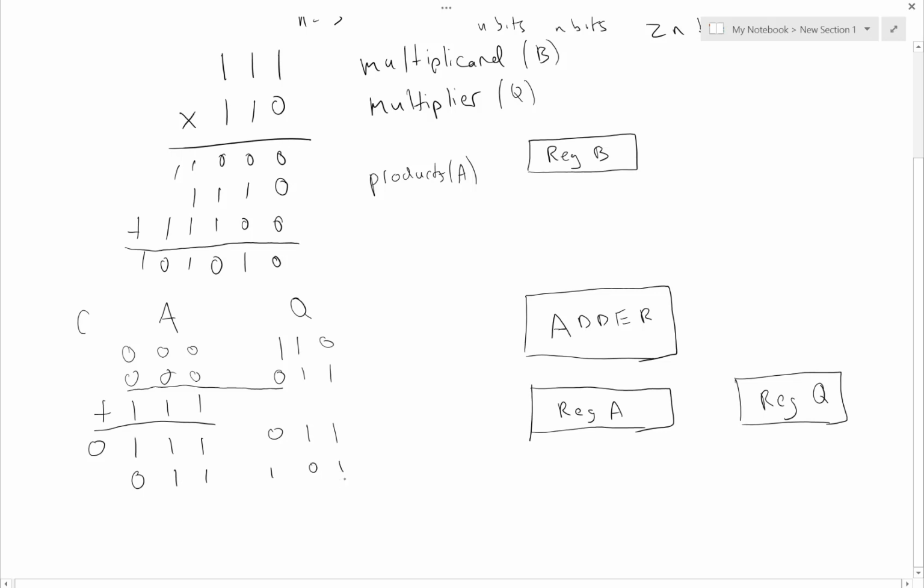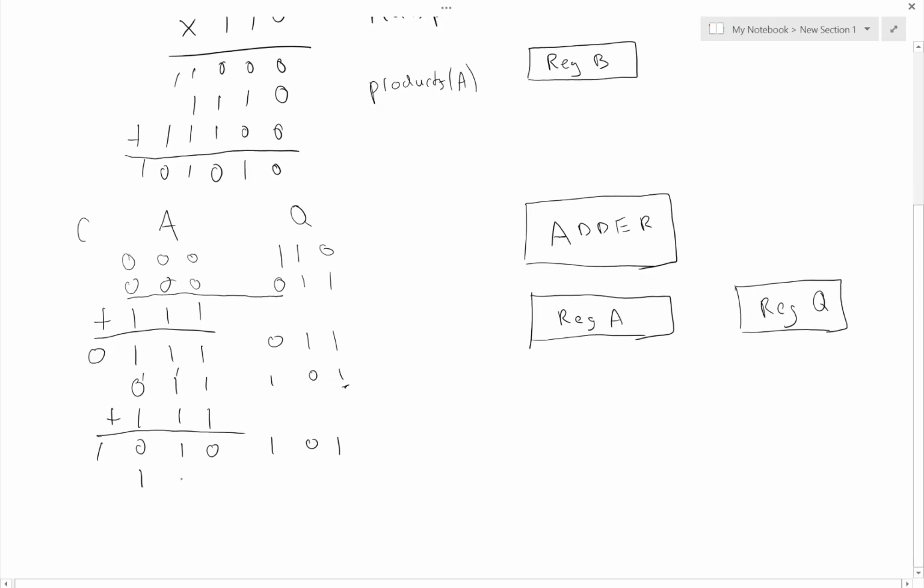And now I'll do the same thing again, and I'll check the least significant bit of Q, which is now holding that last bit of the multiplier, and it's a 1 again, so I'm going to add 1, 1, 1, the multiplicand, again to the register A. This time getting the following, 1, 0, 1, 0. And so now I'm going to shift one more time to the right.